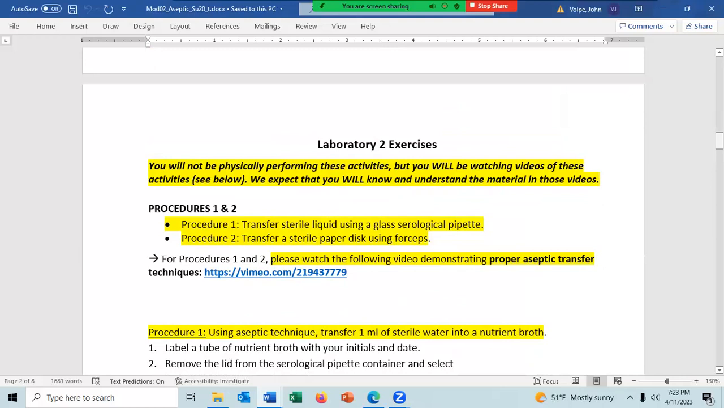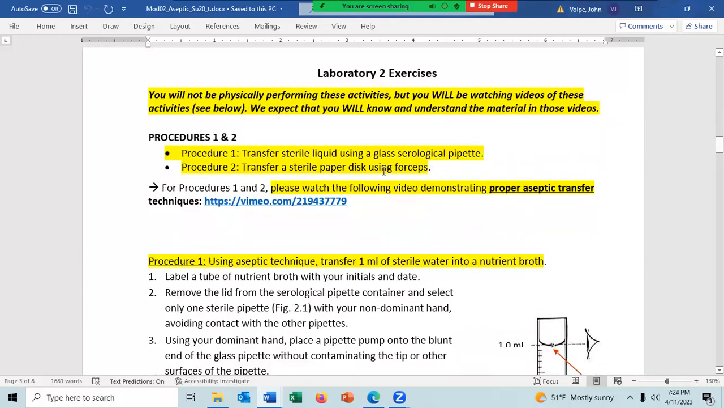And then in lab number 2, you're not physically going to be performing any of these activities, but you will be watching videos of these activities. And we expect that you will know and understand the material in these videos as well as in this lab. In procedure 1, you're going to be transferring a sterile liquid using a glass serological pipette. And we have a little video here demonstrating proper aseptic transfer. So watch that video. I'll come back to procedure 2.